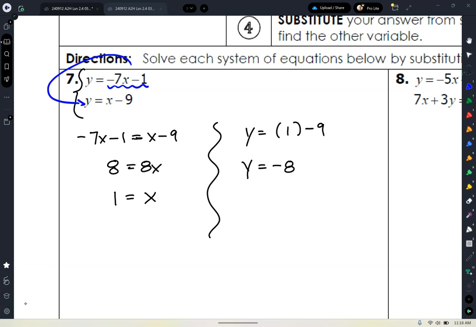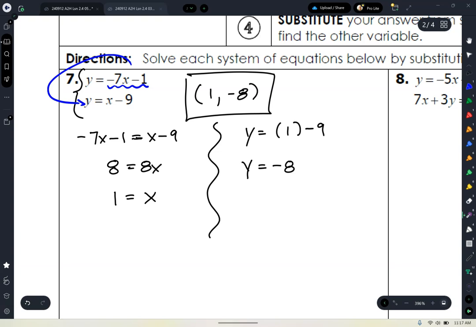Tell me what it would look like. How would I write those two answers together? So like that, and then comma what? Like that. That's the answer. Yeah, that is the answer, right? That's the one point that makes both of those equations true.